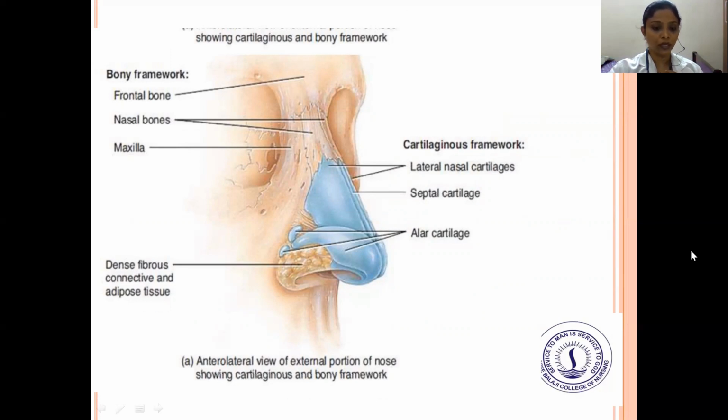And next, this is the other picture which shows the anterior lateral view of the external portion of the nose, showing the cartilaginous and bony framework. You can see the bones supporting the nose, that is the frontal bone, nasal bone, and the maxilla, and the dense fibrous connective tissue which connects the adipose tissue. And on this side, the cartilaginous framework, you can see the lateral nasal cartilages, septal cartilage, and alar cartilages.